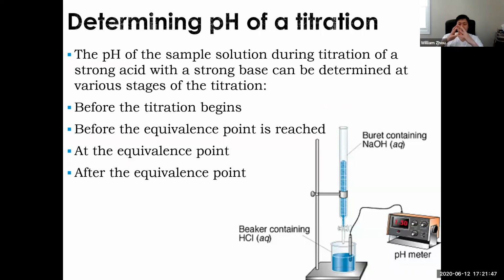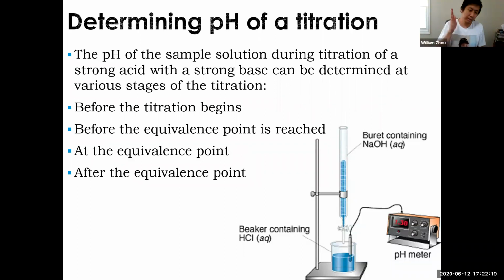Okay, so in grade 12, our job is to calculate the pH of the sample at different stages of the titration. In grade 11, the calculation was usually what is the concentration of the sample, or what volume do I need to add to reach the equivalence point? But in grade 12, we don't do that anymore. We calculate pH. So we have to calculate pH at 4 different stages.